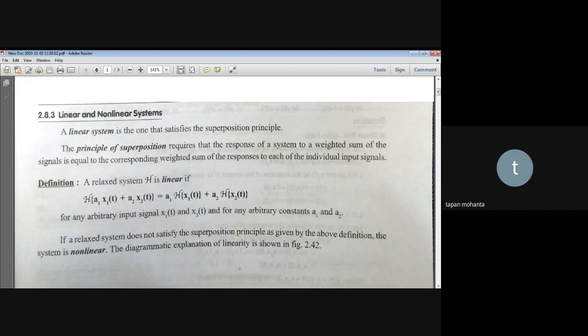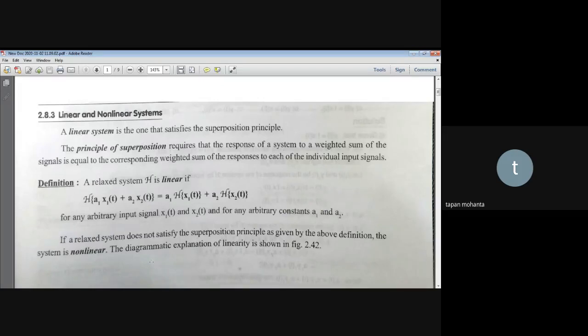After that, we discussed the time variant and time invariant systems. Then we discuss the linear and non-linear systems. The fourth one is the causal and non-causal system. The fifth one is the stable and unstable system. The sixth one is the feedback and non-feedback system.